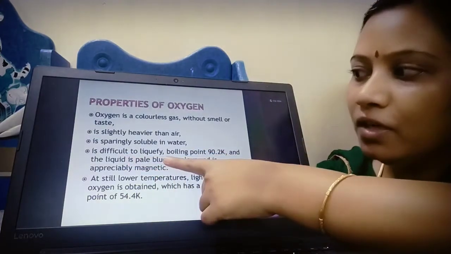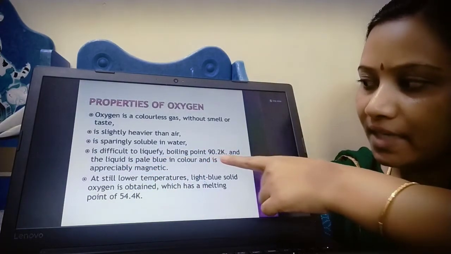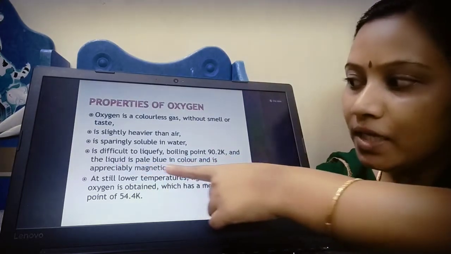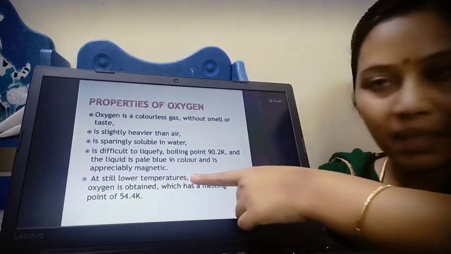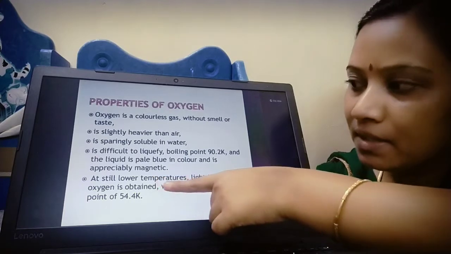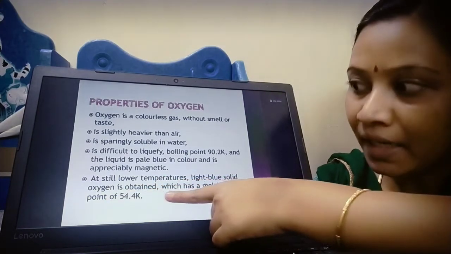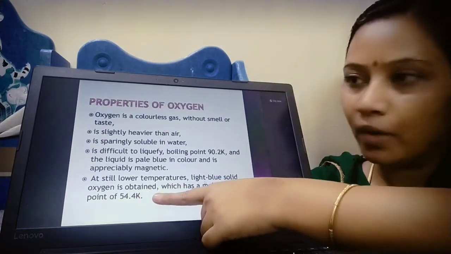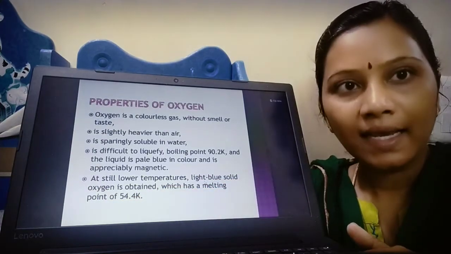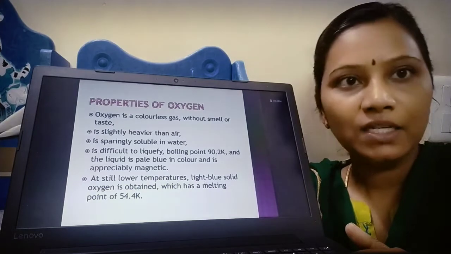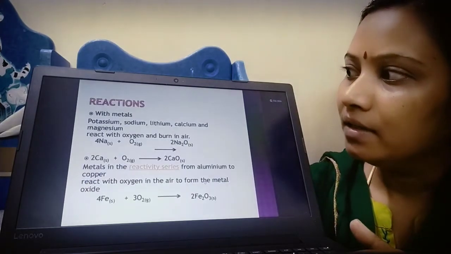And it is difficult to liquefy, that is, its boiling point is 90.2 K, and the liquid is pale blue in color and it is appreciably magnetic. And at lower temperature, a light blue solid oxygen can be obtained, which has a melting point of 54.4 K. So oxygen has the ability to get sparingly dissolved in water. And these are its reactions.